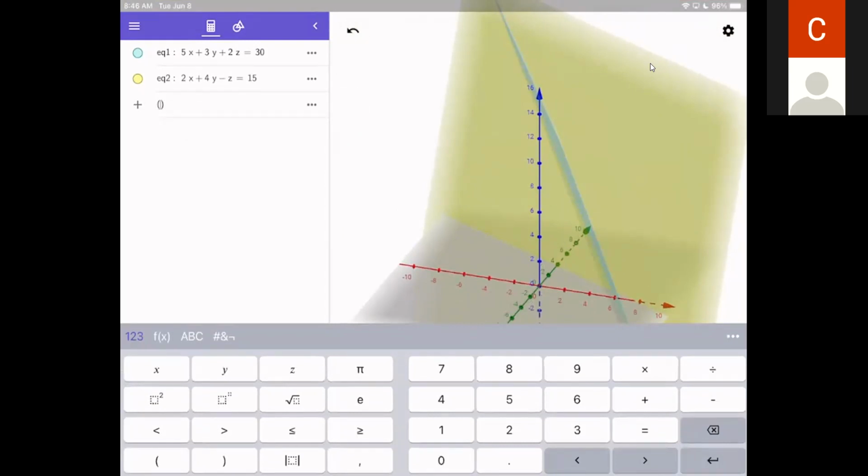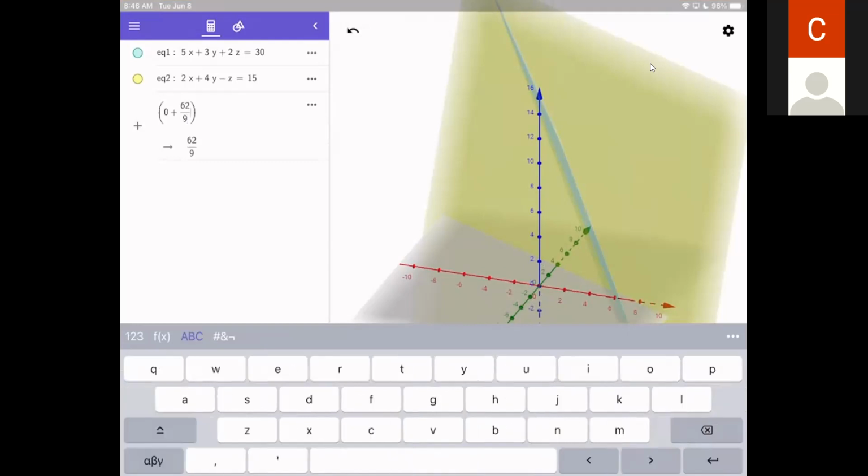But here's what I said last time. Last time I said, okay, the x coordinate for the point is 0 plus the x coordinate for the vector, which was 62/9 times t. This is what I did last time. So we learned something. So there's my x coordinate collectively. So this is the parametric form of our points.